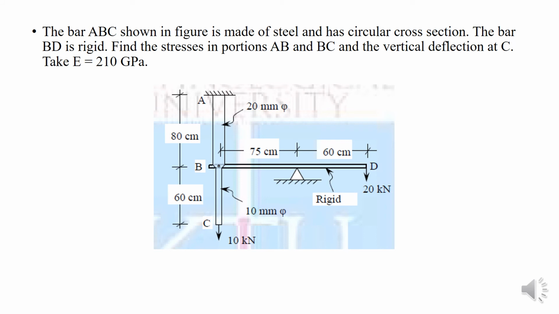Now let's discuss a problem on deformation. The bar ABC shown in the figure is made of steel and has a circular cross section. The bar BD is rigid. Find the stresses in portions AB and BC and the vertical deflection at C. Take E equal to 210 gigapascal. So here you can see a wall, and BD is a rigid bar, and we can see the two different sections AB and BC attached to this rigid bar, which is acted upon by a load of 20 kilonewton at the right end D.